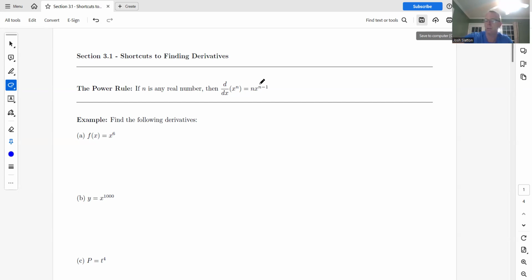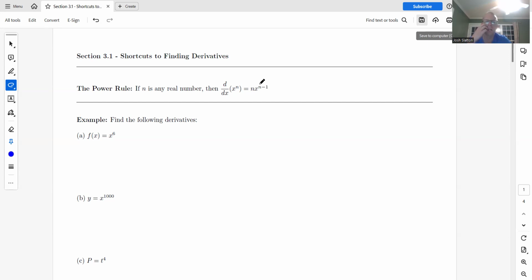And so you might wonder why we were wasting so much time doing derivatives the long way. But part of that's just to help reinforce the concept of the derivative, which is taking an average rate of change and shrinking that interval down to where it's the instantaneous rate of change.